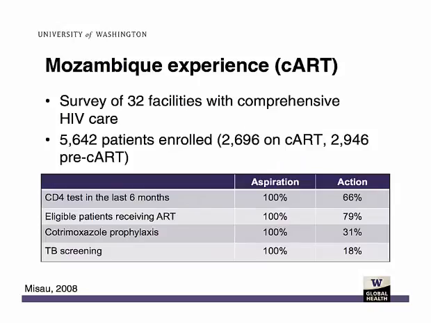I'd like to look at the example of Mozambique and the rollout of antiretroviral therapy in Mozambique, where a survey was carried out amongst 32 health facilities with comprehensive HIV care and a nearly equal number of patients who were on antiretroviral therapy, as well as those who had not yet initiated antiretroviral therapy, where patient charts were pulled to look at the implementation of evidence-based interventions that are part of the Ministry of Health essential package for HIV care and treatment.